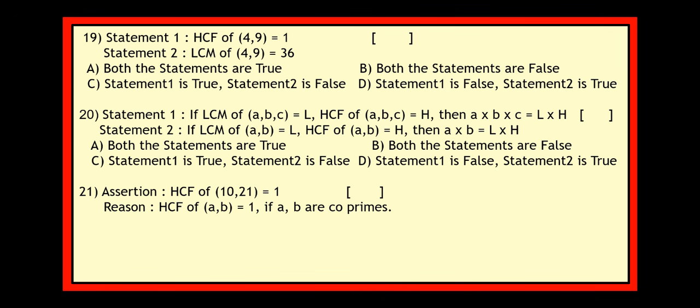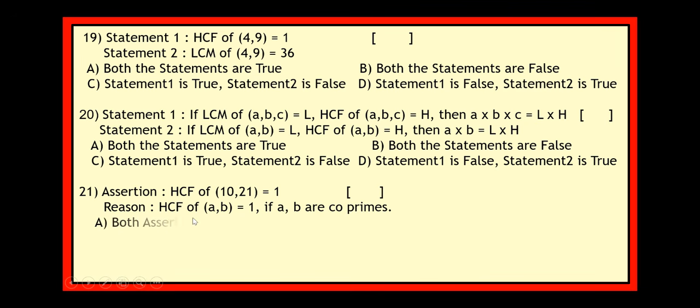And reason: HCF of the two numbers A, B is equal to 1 if A, B are co-primes. Yes, if A, B are co-prime numbers, then since there is no common factor, the HCF of any two co-prime numbers is always 1. Yes, reason is true, assertion is true, and reason is the correct explanation to the assertion, isn't it?